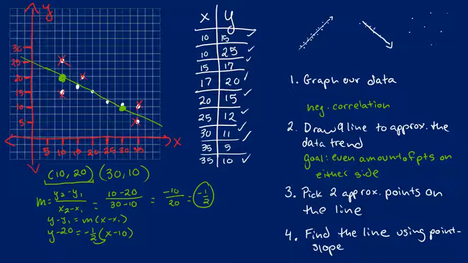Then I just need to use my distributive property here, and I get y minus 20 is equal to negative 1/2 x plus, so that's negative 1/2 times negative 10, which turns into a positive 5. And then my last step is to add 20 to both sides for my final solution: y equals negative 1/2 x plus 25. And that is the equation for my line of best fit.